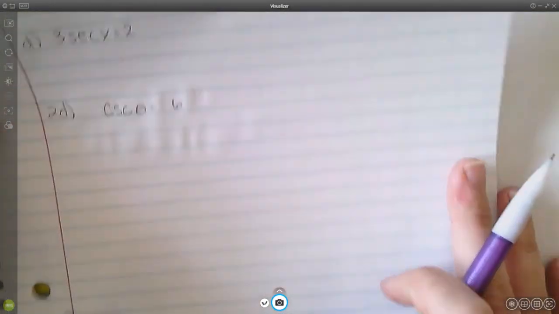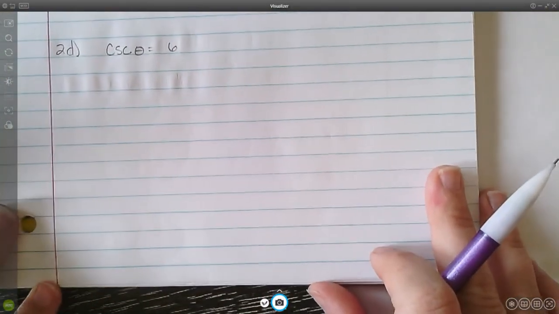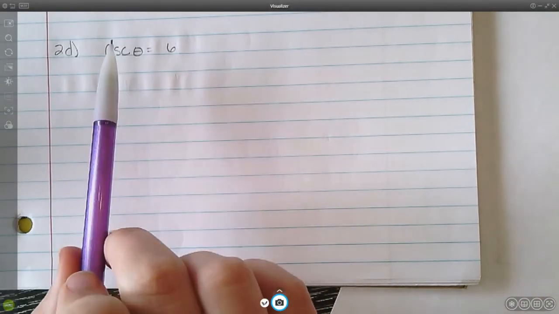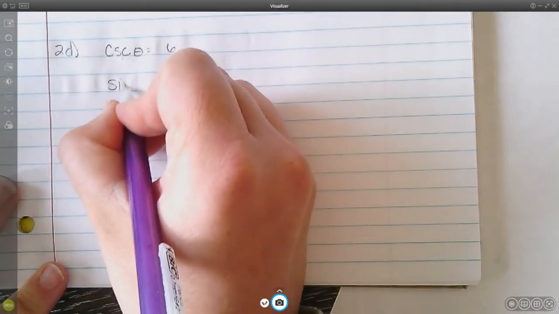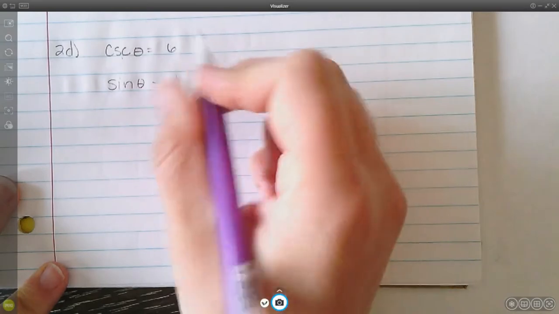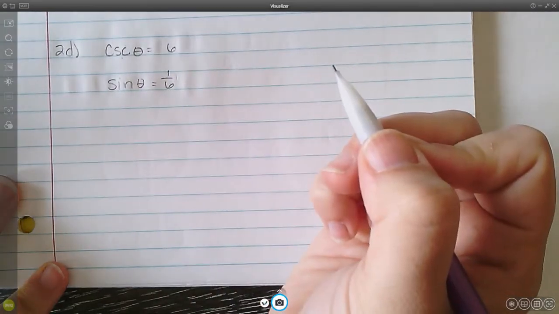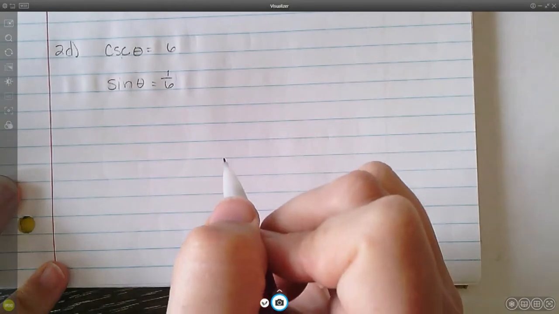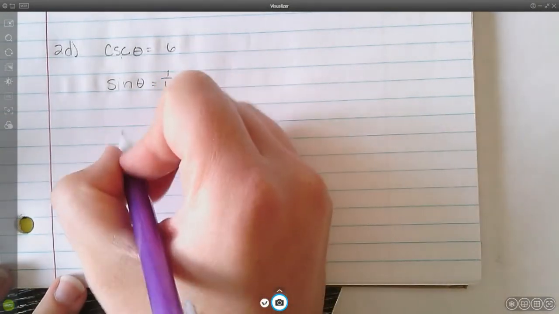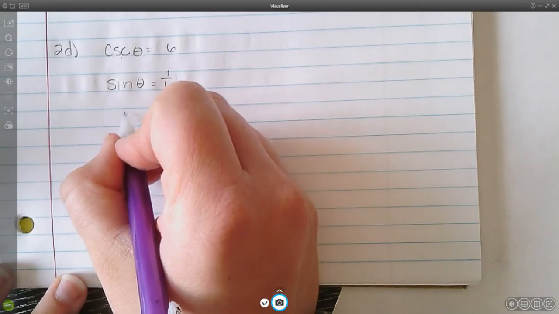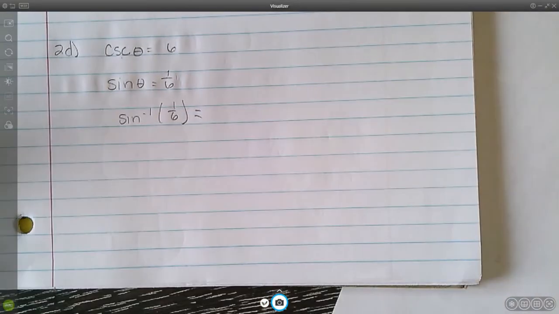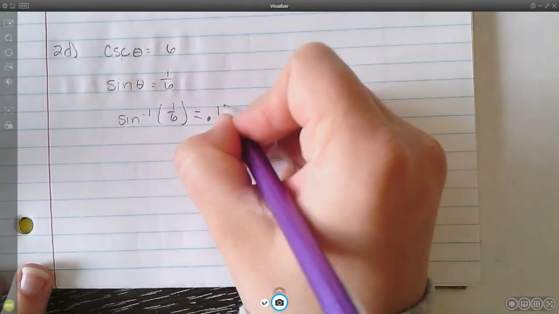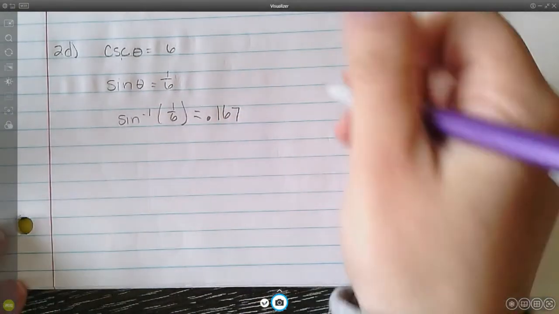All right, so let's go ahead and try cosecant of theta. Anytime you have cosecant, secant, or cotangent, just change it to the other one. So this is sine of theta, but then instead of 6, we actually have 1/6. 1/6, not on the unit circle. Shoot. So we have to take the inverse sine of both sides. So the inverse sine of 1/6 equals something: 0.167. So there's one of our answers.